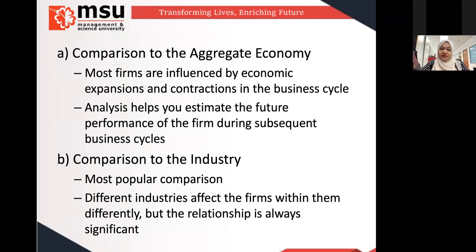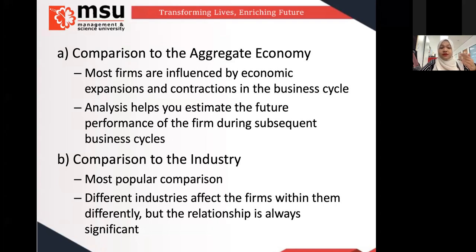Okay, so the comparison to the aggregate economy: most firms are influenced by economic expansion and contractions in the business cycle. Analysis helps you to estimate the future performance of the firm during the subsequent business cycle. So that is the first one, comparison to the aggregate economy.